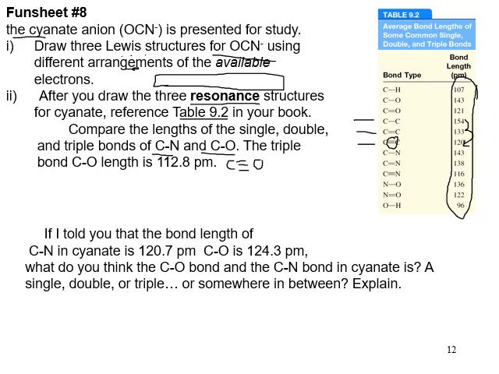So if I told you that the bond length of the carbon-nitrogen bond in cyanate is 120.7 and the carbon-oxygen bond is 124.3, I was asking you to try to figure out what you think the carbon-oxygen bond and the carbon-nitrogen bond in cyanate are. Is it a double, a single, or a triple, or is it somewhere in between? So take a peek at that.